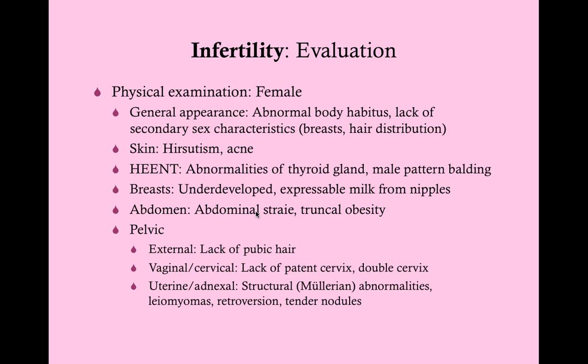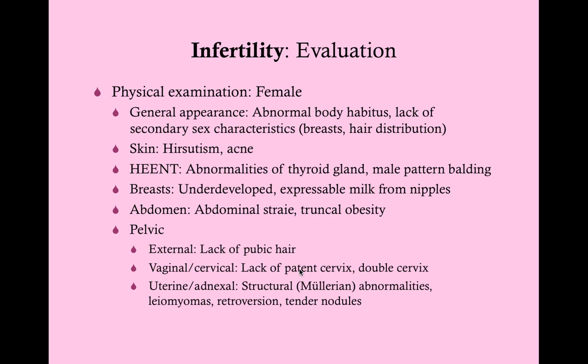This suggests Cushing's syndrome, and Cushing's syndrome is associated with lower fertility rates. And then a pelvic exam. External: is there a lack of pubic hair? That suggests delayed secondary sex characteristics. Vaginal and cervical: here we're looking for a patent cervix. If her cervix is closed off, you're going to run into problems.